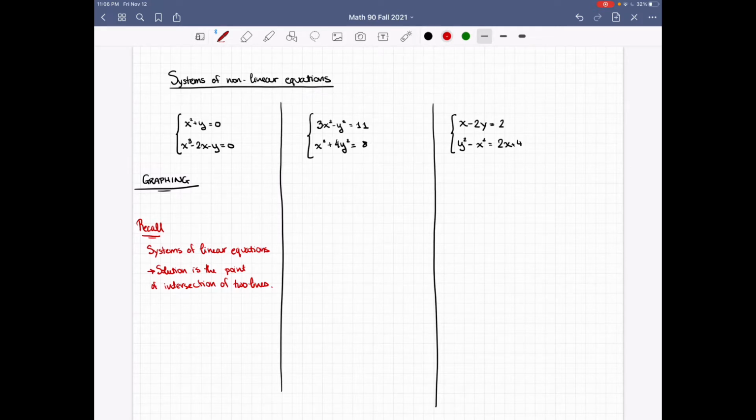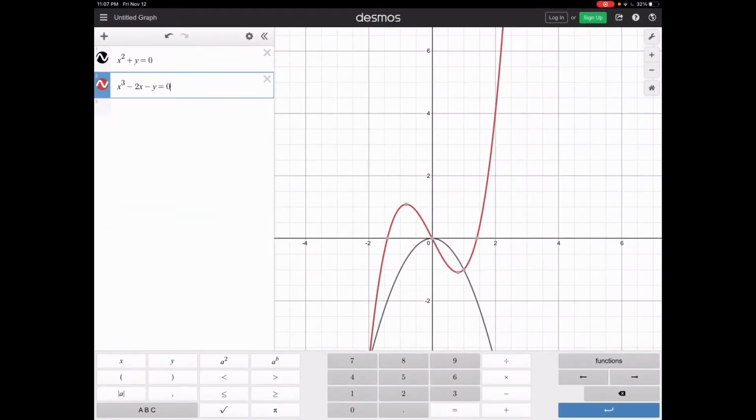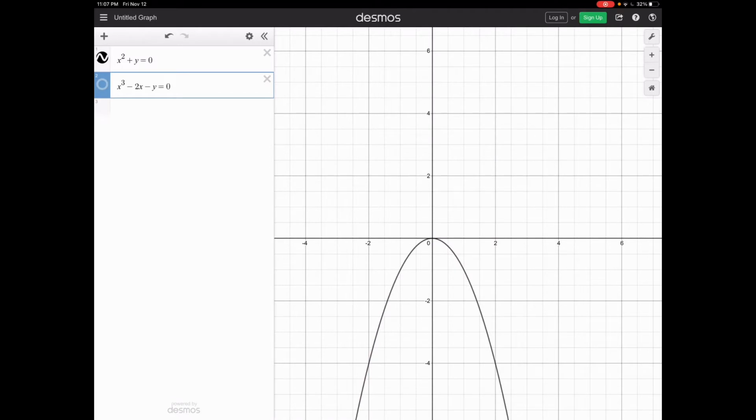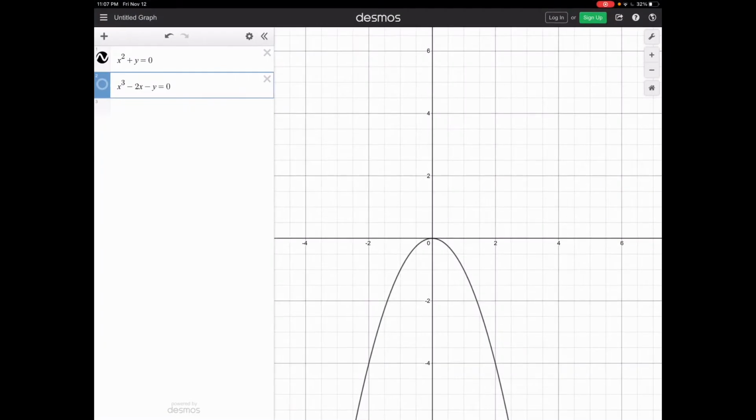So I went ahead and I put the 2 equations that we have here into Desmos so we can look at the graphs. So the first equation, we have x squared plus y equals 0. The second equation, we have x cubed minus 2x minus y equals 0. So let's go ahead and pull up Desmos. So x squared plus y equals 0. We have a parabola, right?